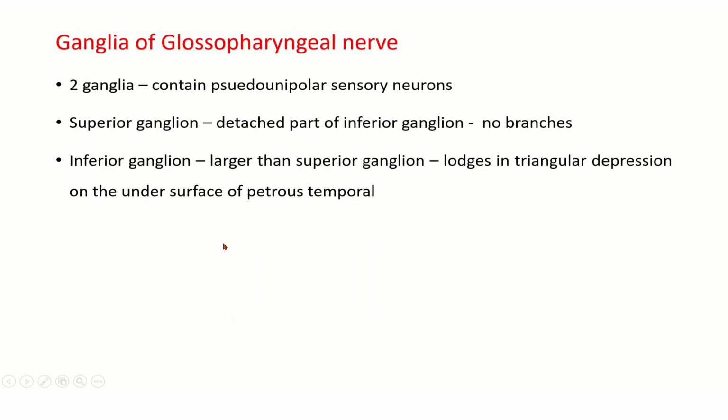The two ganglia have pseudounipolar sensory neurons. The superior ganglion is a detached part of the inferior ganglion. There are no branches or communications. The inferior ganglion is larger than the superior ganglion, lying in a triangular depression on the undersurface of the petrous temporal bone.